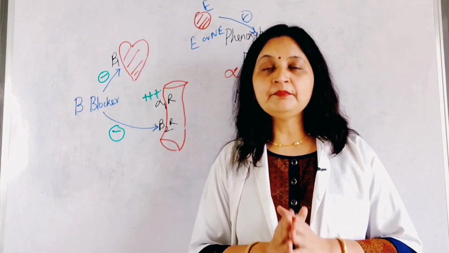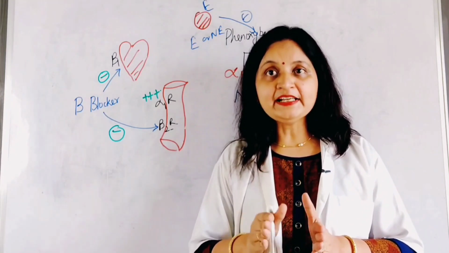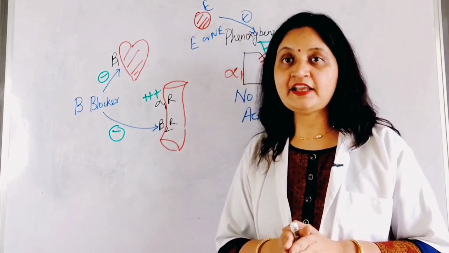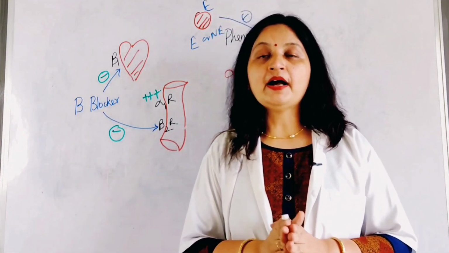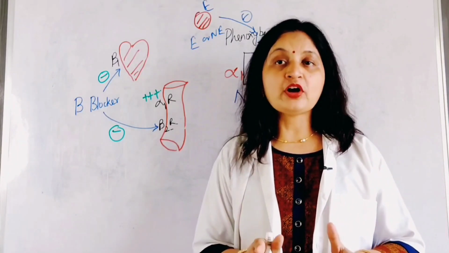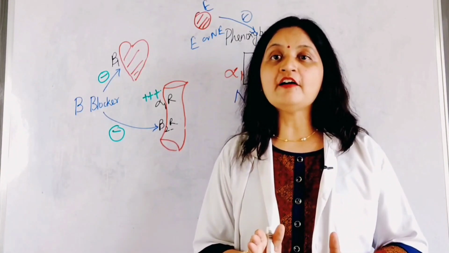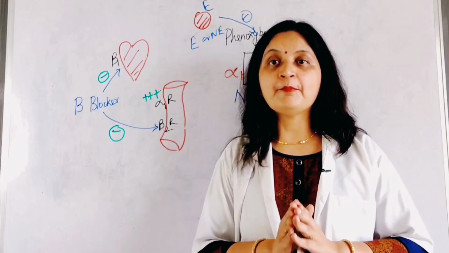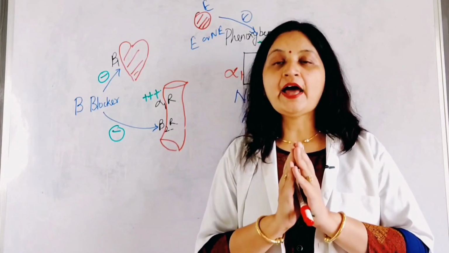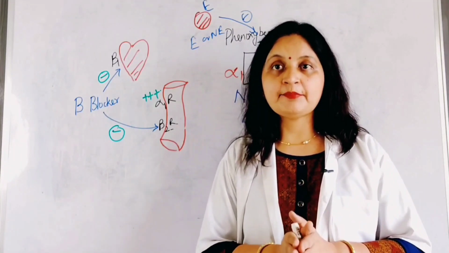So in conclusion, beta blockers are always added to alpha blockers for the management of hypertensive crisis in pheochromocytoma, but they should be administered only after adequate alpha blockade has been achieved, only after the administration of an alpha blocker, and this is how it controls tachycardia and brings about hemodynamic stability.